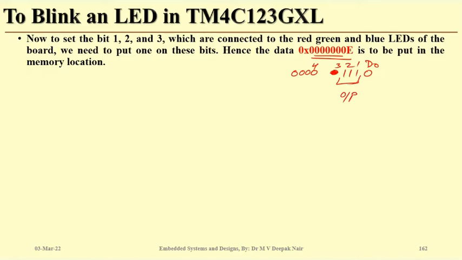Okay, so we are connecting LEDs to these 3 pins. Therefore, E is representing 1, 1, 1, 0, and these 3 bits are output. Therefore, done. We are telling that these 3 pins are going to work as an output.